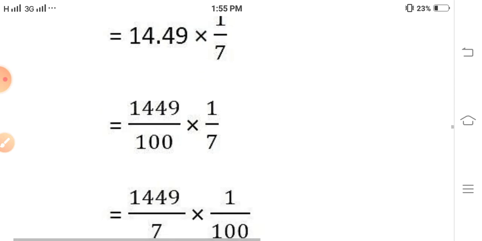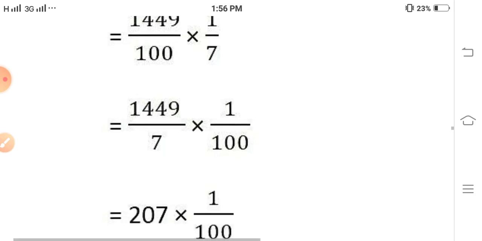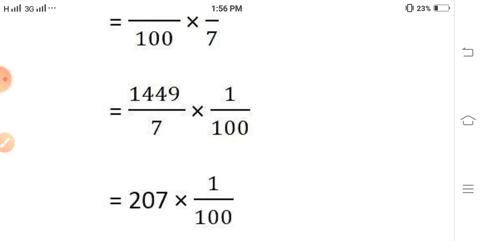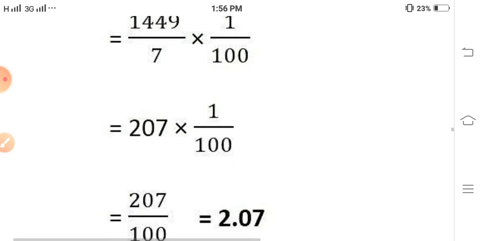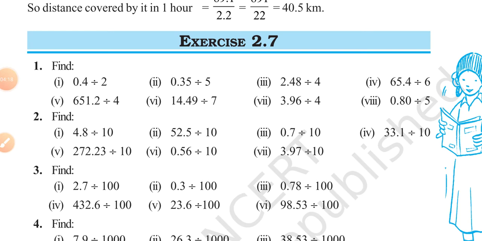So it becomes 1449 upon 100 multiplied by 1 upon 7. 7 and 1449 will be cancelled out with each other. So it becomes 207 upon 100, which is equal to 2.07. So students, in this way you will proceed for the first question.